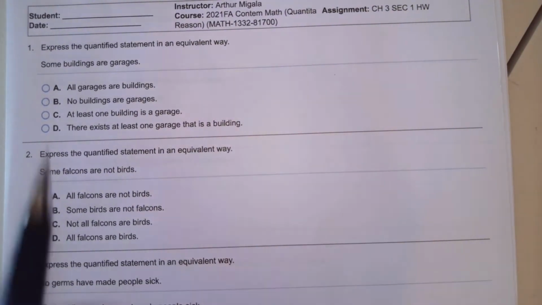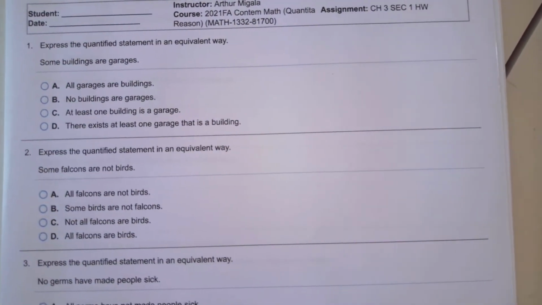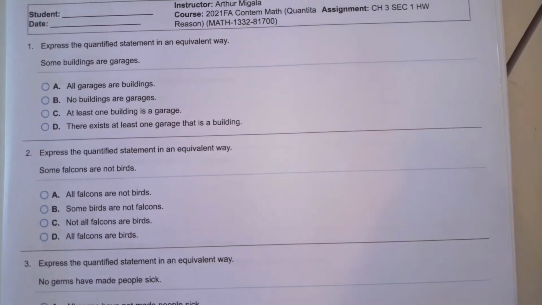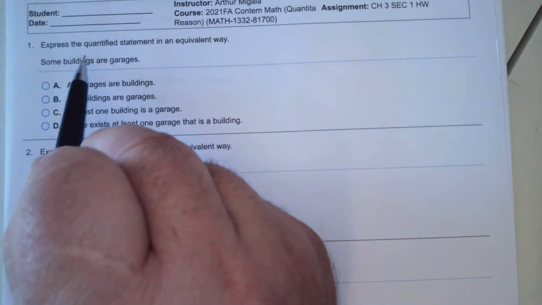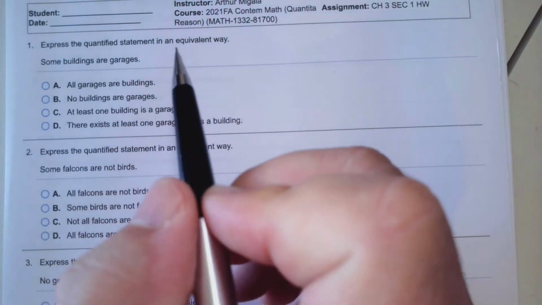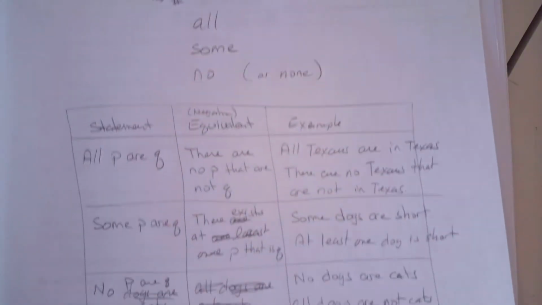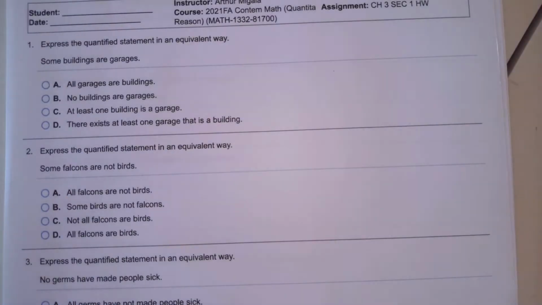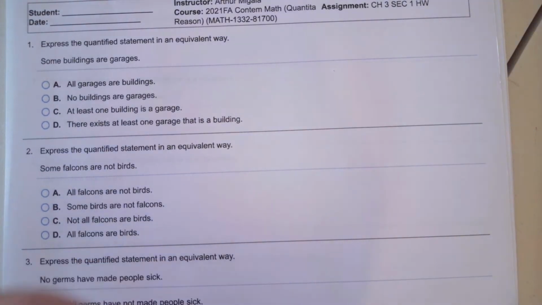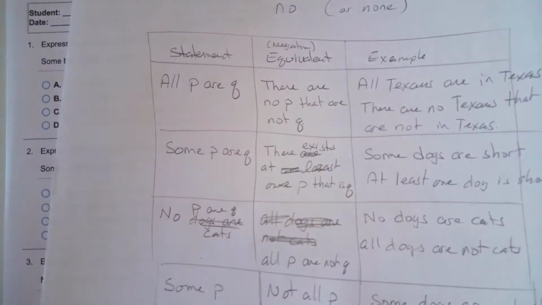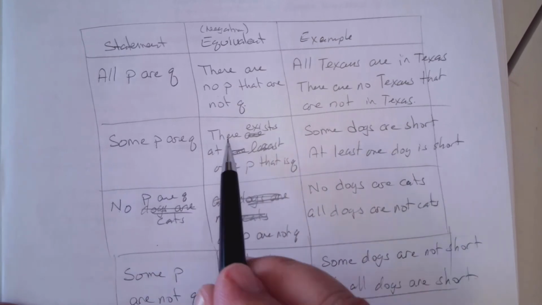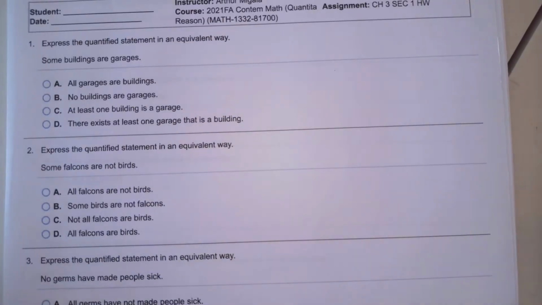Let's work these out. Again, it's very important that we learn the definitions, the words used in this chapter in these sections. Express the quantified statement in an equivalent way. That's this chart that we just created. Some buildings are garages. Some P are Q. There exists at least one P that... so this one has to be C because of our chart.